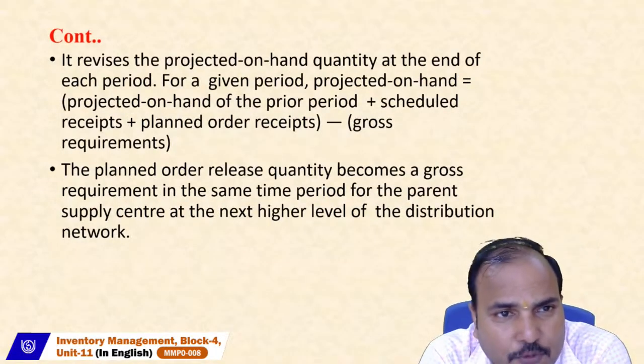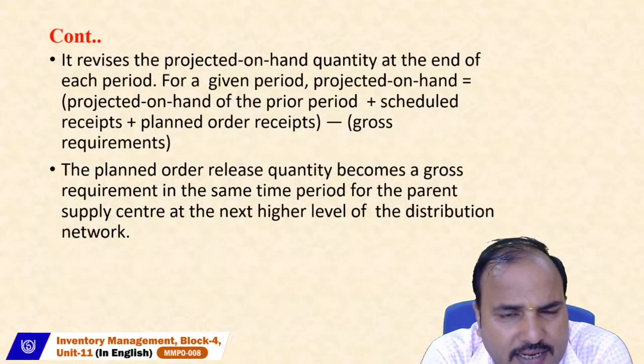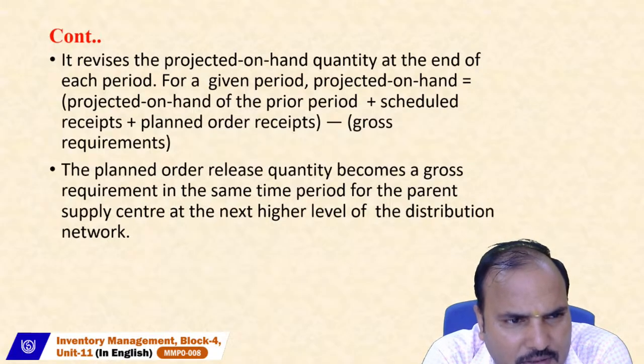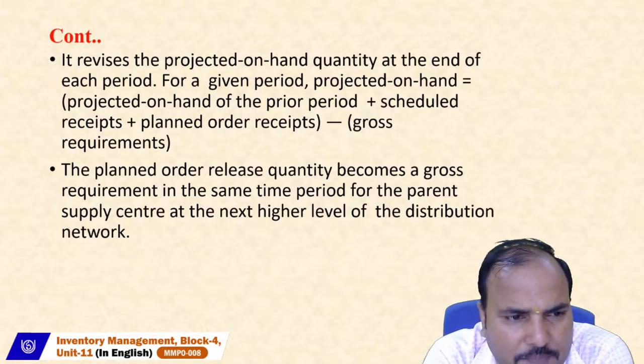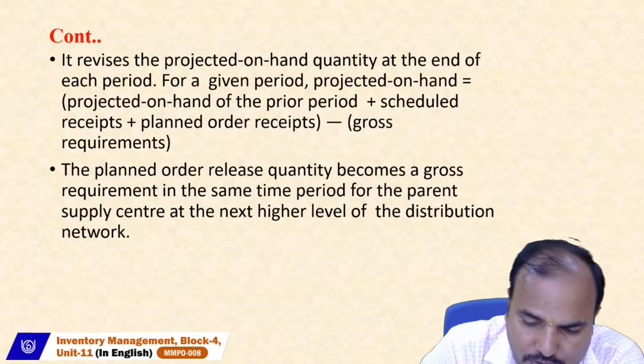It revises the projected on-hand quantity at the end of each period. And the planned order release quantity becomes a gross requirement in the same time period for the parent supply center at the next higher level of the distribution network.